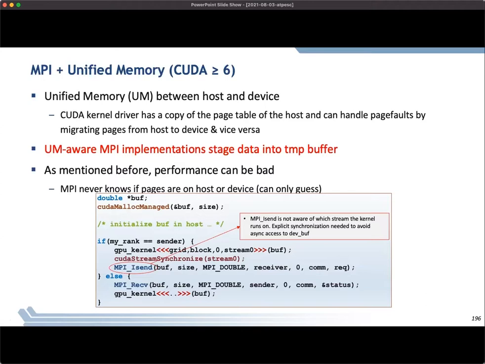There's ongoing work in the MPICH library and also in other MPI implementations that are trying to make MPI not only GPU aware, but also stream aware, which can avoid this explicit synchronization between the CPU and GPU.